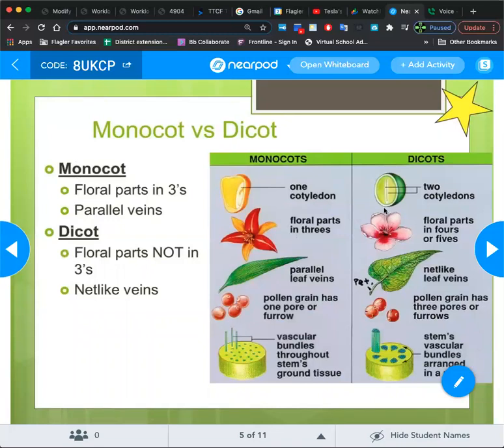Just remember some traits from one of them, because if it doesn't belong to that category, it's going to be the other. So the ones I put on the left here are the easier ones to remember. That's why I put those. So floral parts of three, that's just the number of petals. So monocots are either going to have 3 petals or 6 petals or 9 petals. And then the veins are going to be parallel, so kind of up and down. And then dicot, they're not in sets of 3. Okay, so this could be like 5 petals or 7 petals. And then they're going to have branching or net-like veins.